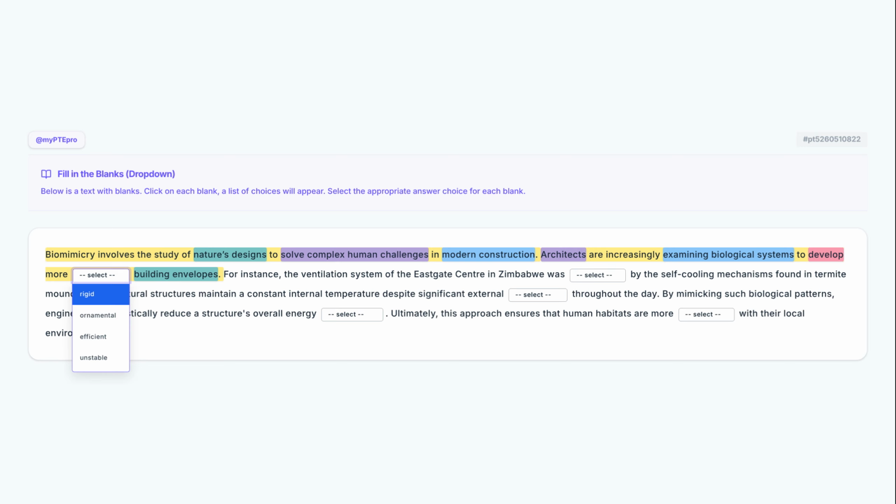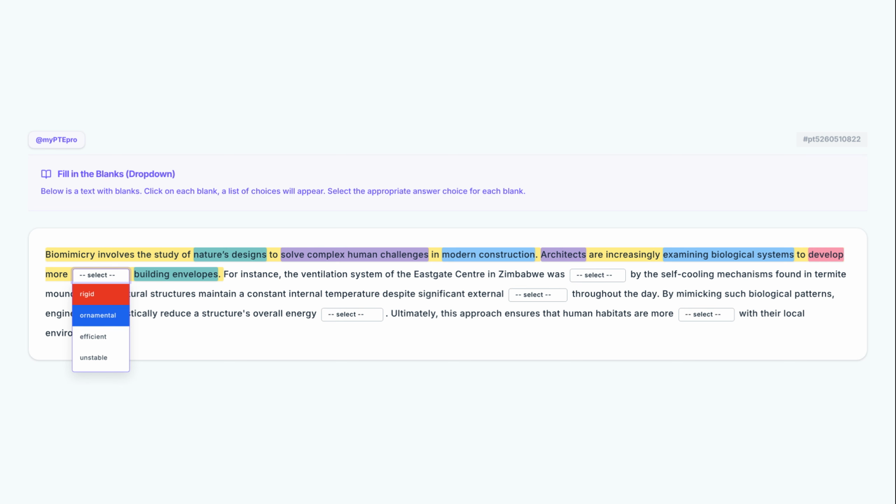Rigid. Suggesting a rigid structure implies a lack of flexibility or adaptability, which contradicts the goal of examining biological systems that are often dynamic. While some structures are firm, the focus on nature's designs usually seeks advanced functionality rather than just stiffness. The selection is incorrect.